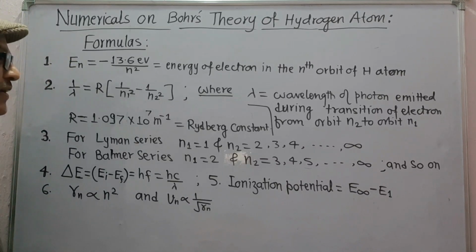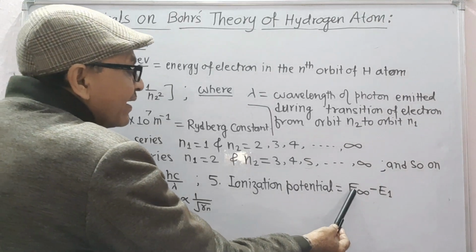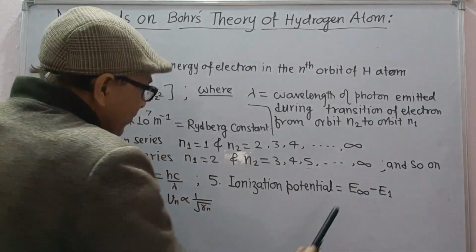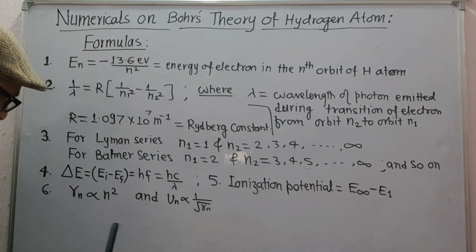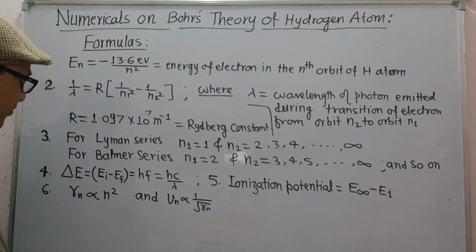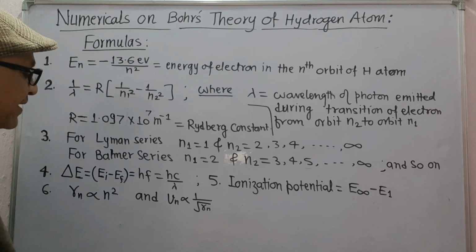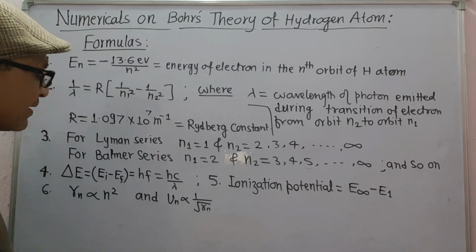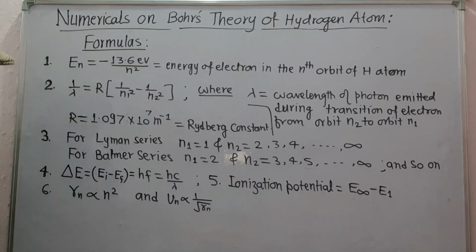Now, ionization potential of hydrogen atom is given by the relation E infinity minus E1. Radius of nth orbit is directly proportional to n square, and velocity of electron in nth orbit is inversely proportional to the square root of radius.